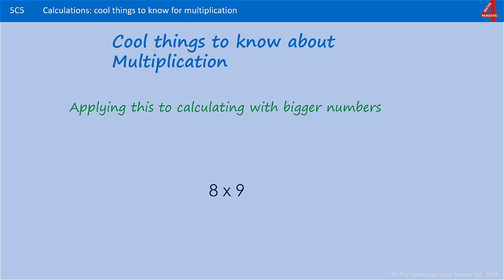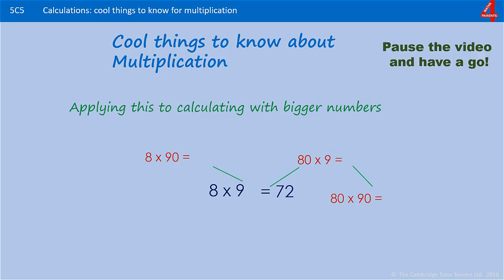Very quickly, one for you to have a go at. 8 times 9, that's 72. And if you know that, what's 80 times 9? What's 8 times 90? And what's 80 times 90? Pause the video, have a go.